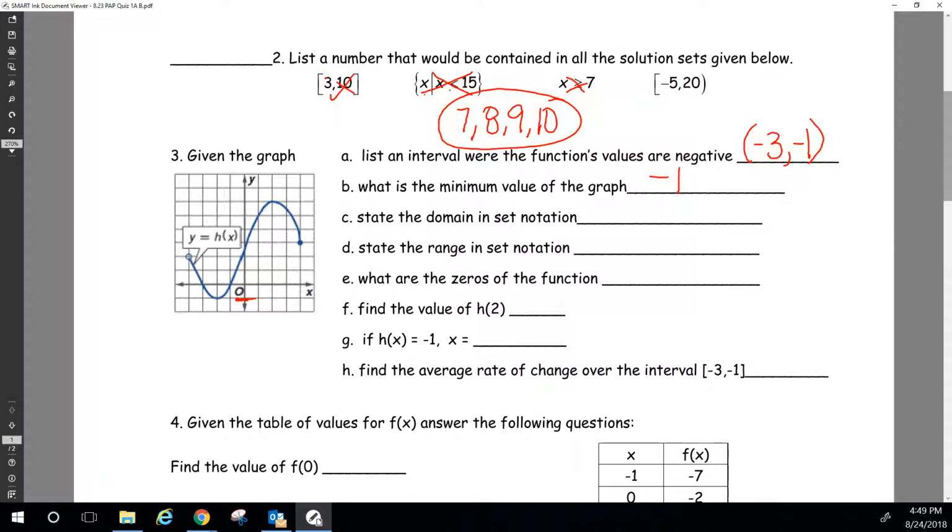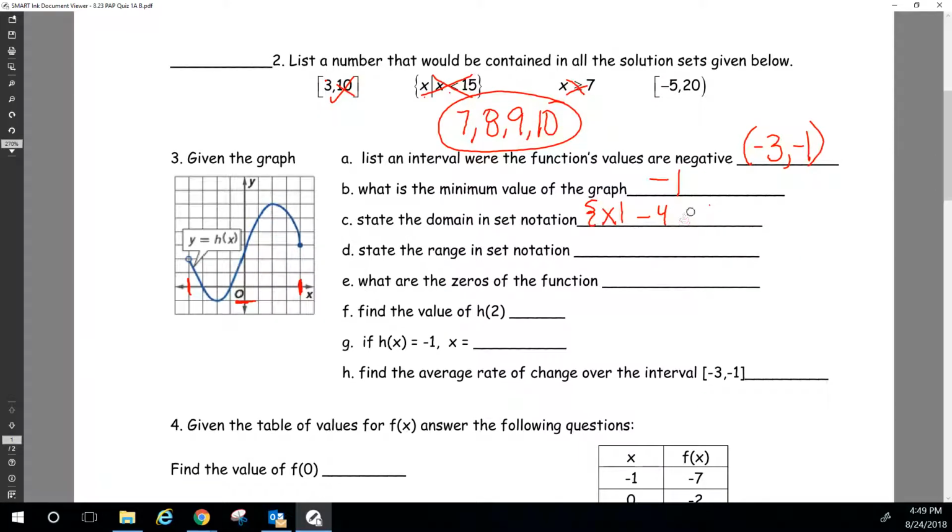C says, state the domain in set notation. So set notation starts with squiggly set brackets. We're talking about x's such that what? So we are going from negative 4 to positive 4. So x is between negative 4 and positive 4. We're not including negative 4, but we are including positive 4 because it's got the closed dot, so it gets the equal sign.